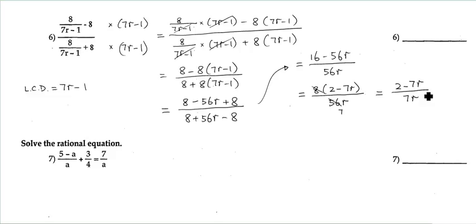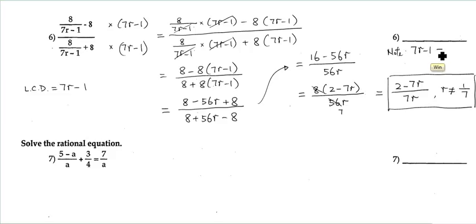Do we have any condition? Yes. R cannot be 1 over 7, because at some point we cancel out the 7R minus 1. So we assume that the 7R minus 1 cannot be 0, and that is how we got the condition. Okay.